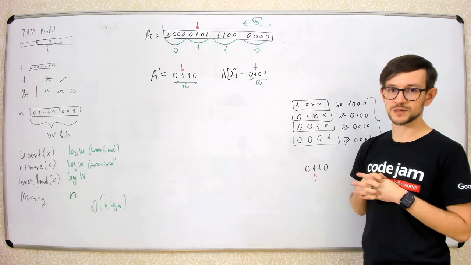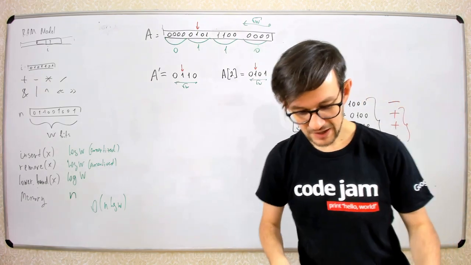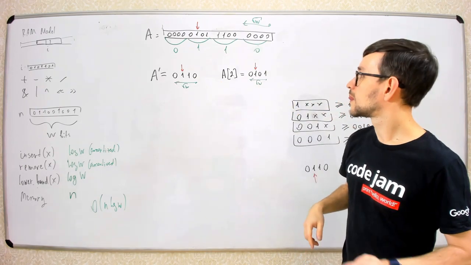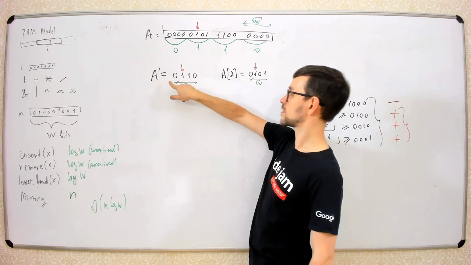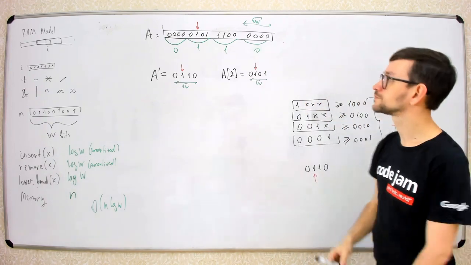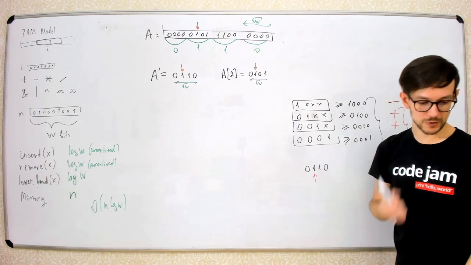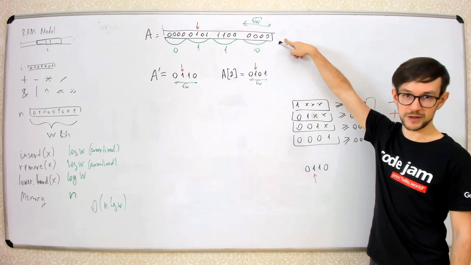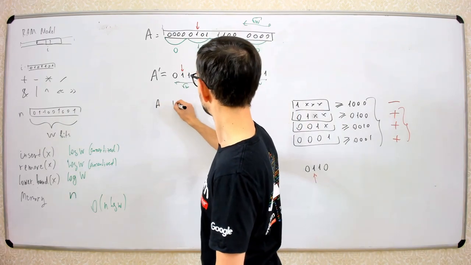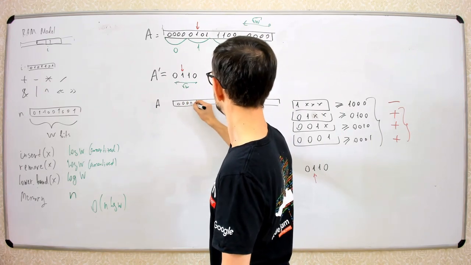Now, there's only one detail I actually missed. Can you spot the detail I missed? The only thing I didn't tell you is how to find this sketch, how to build this small integer A prime, which contains information about all the blocks. We can do it like this. So first you take your number A. Then you use the same trick to build the following. So you have number A. Again, 0, 0, 0, 0.